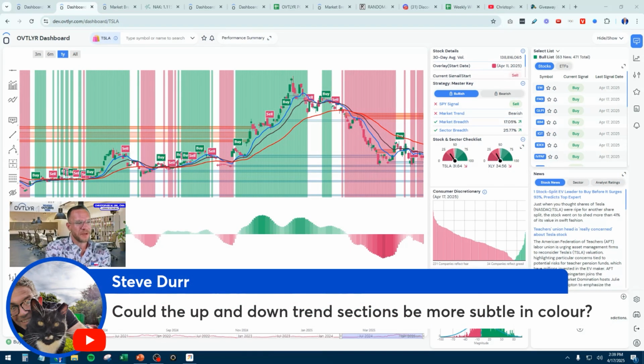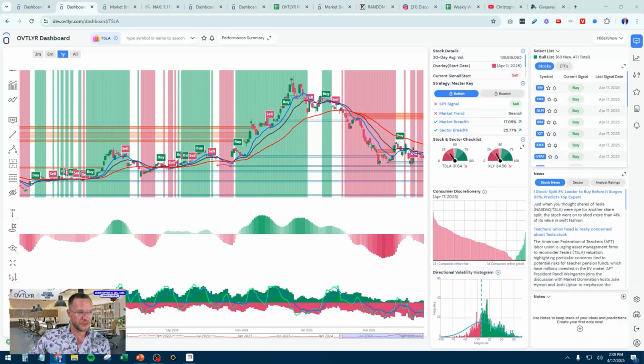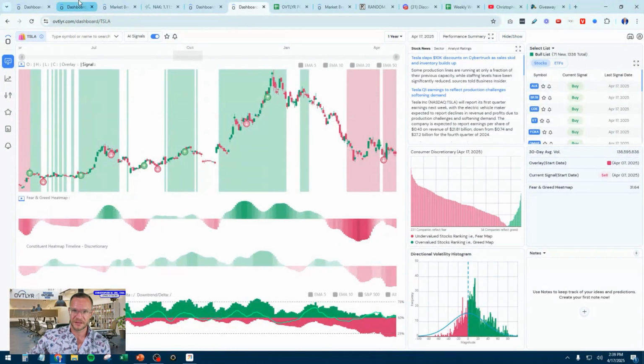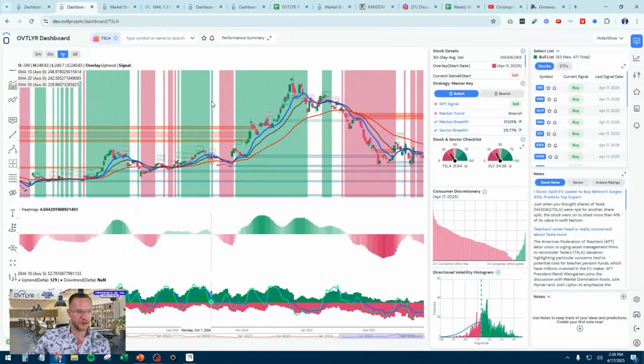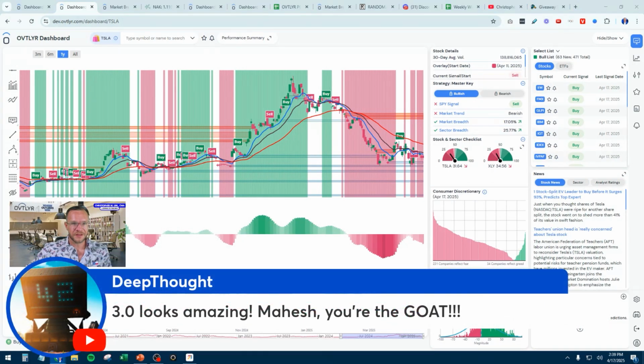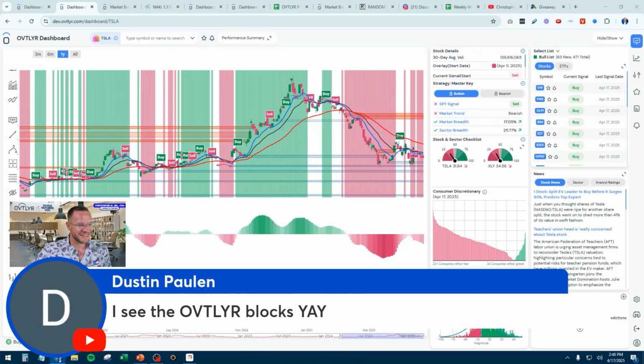Steve says, could the up and down trend sections be more subtle in color? That definitely can be an enhancement, because you're right. It is a bit more obvious than these on the uptrends and downtrends in the background. I see your point there, Steve. That's a great point. Let's see. I'm going to have to scroll up to catch up to everything. Okay. Deep Thought says 3.0 looks amazing. Mahesh, you're the GOAT. Dustin says he sees the outlier blocks.